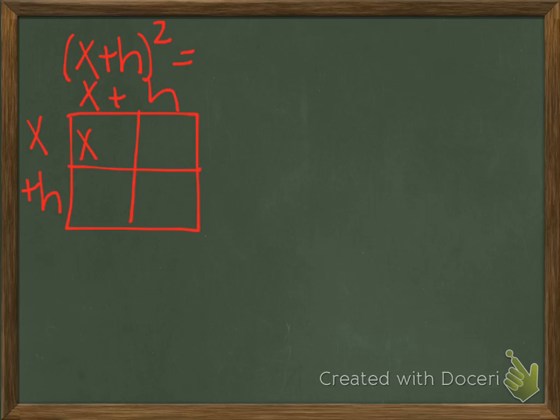In the top corner, we're going to get an x squared. We're going to end up with 2 xh's and an h squared. So our final answer, x squared, 2 xh's, and an h squared.